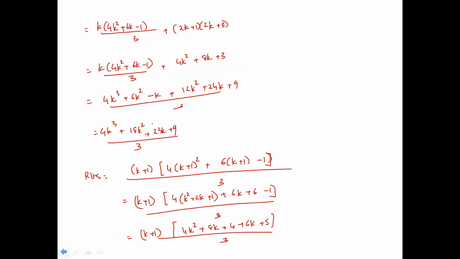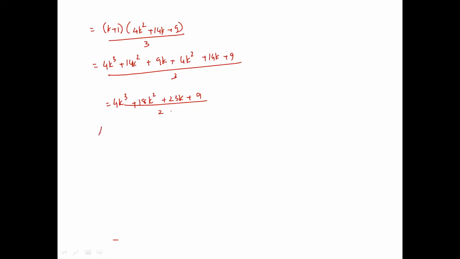Now we will see LHS answer, RHS answer. Both are same. LHS equal to RHS. Therefore, P of k plus 1 is true. Therefore, P of n is true for all n belonging to set of natural numbers. So step by step, clearly taking enough space if we do, we will get the correct answer.